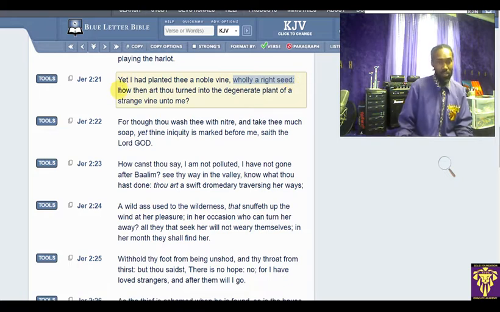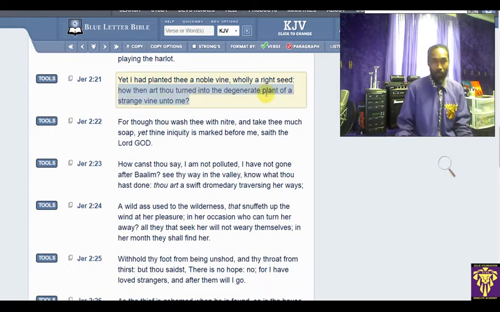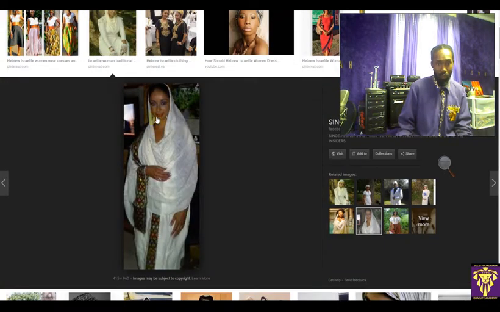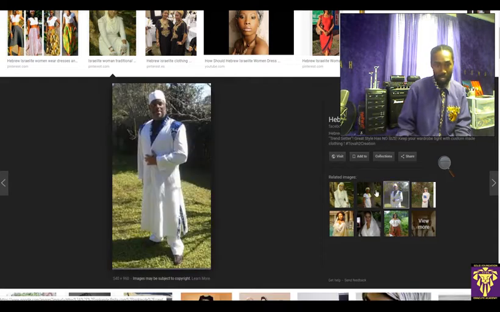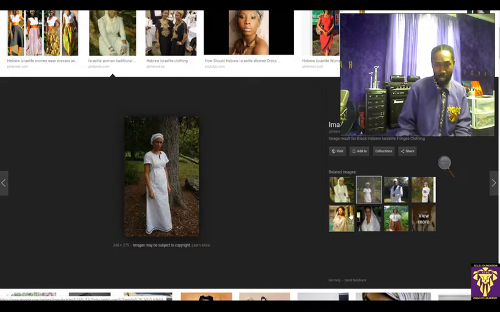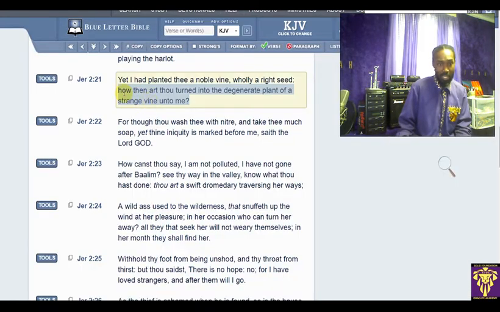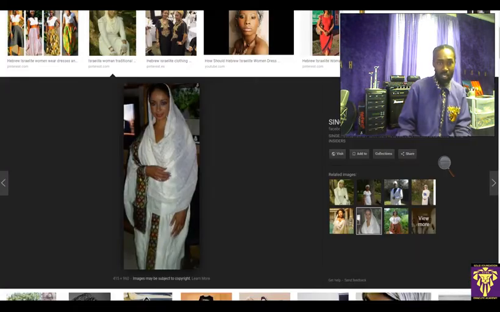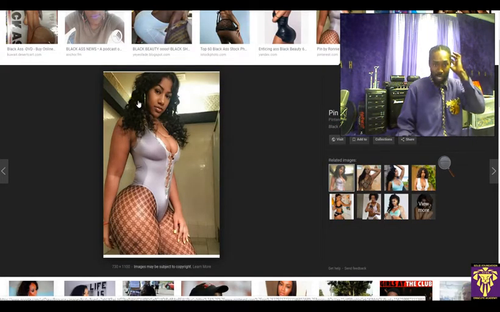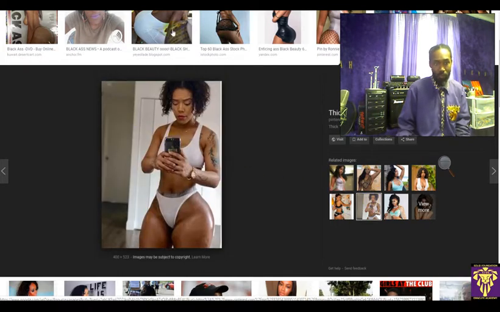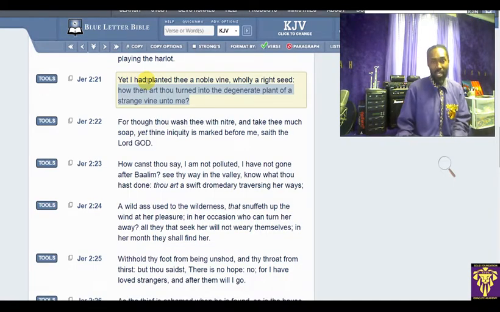And then later on down the line, how then are the same people that I made, that I civilized, turned into a degenerate plant of a strange vine? So that's like the Most High made us upright, our woman and man. He gave us the law, statutes, commandments, gave us his policies, made us upright. And then later on down the line, we turned into a degenerate plant. What does that mean? We no longer look like this anymore. Our woman no longer look like this anymore. Our woman has turned into a degenerate plant. That means something strange. You feel me? So this is what we're doing now. And also the man, gang banging and slanging and selling dope and so forth. That's why it says, of a strange vine unto me.